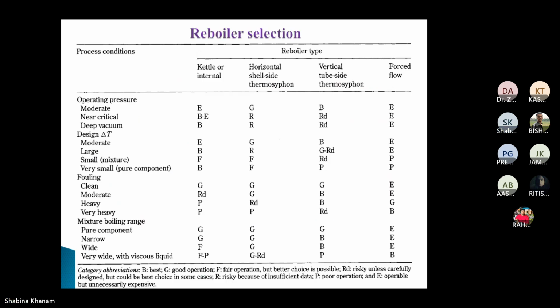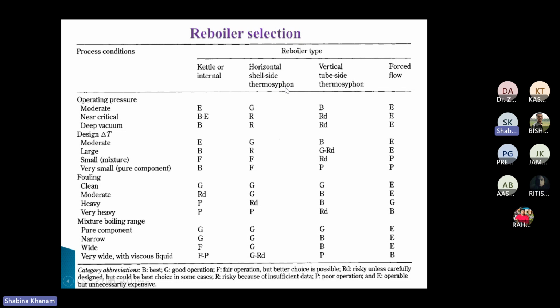And here I'm showing one table which is basically for reboiler selection, in which condition which type of reboiler should be considered. We have kettle or internal. Internal means, remember, in the kettle reboiler we have that vapor liquid separator, and that gives a very high diameter of shell, which gives high cost. To avoid that, we can simply put the bundle at the bottom of the distillation column where liquid is available. So in that case, it is called kettle or internal.